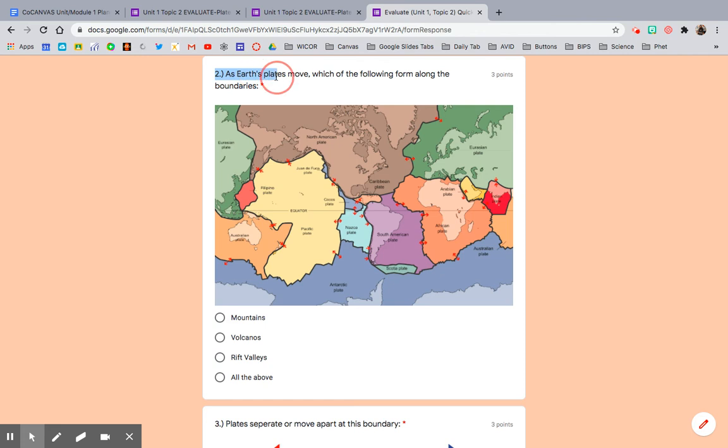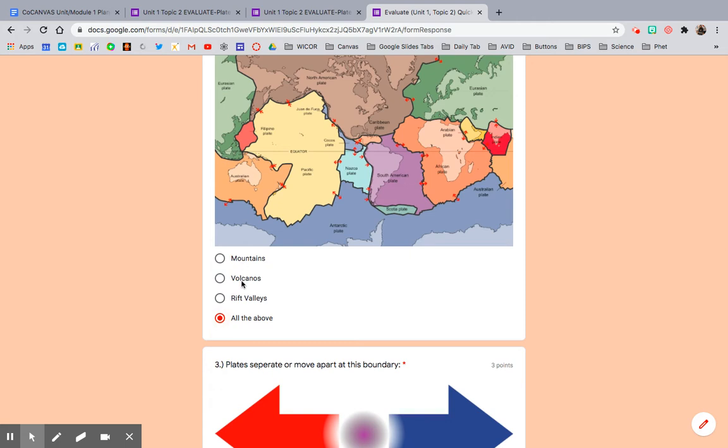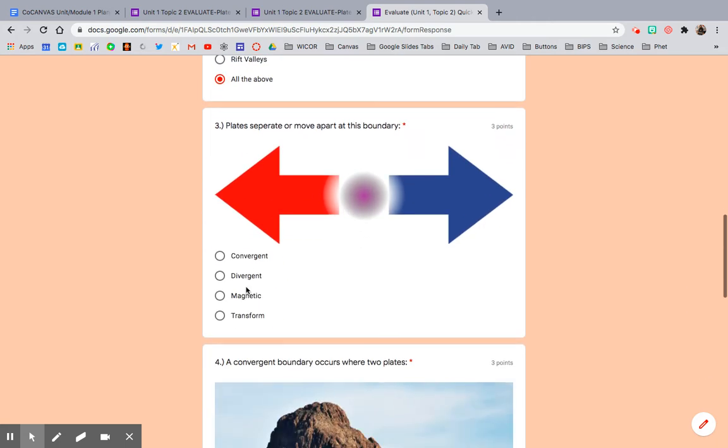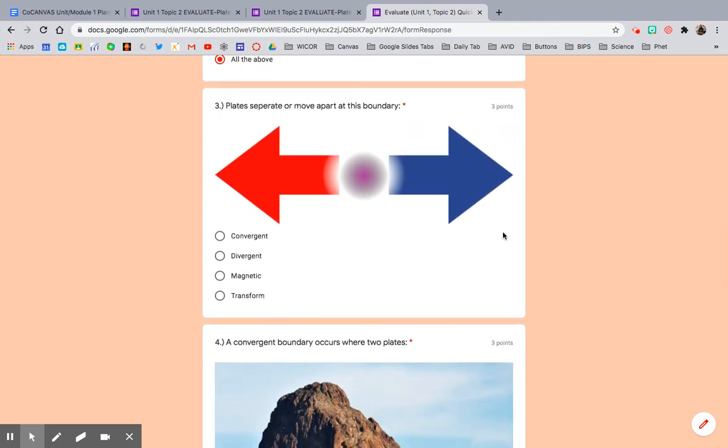Number 2, as Earth's plates move, which of the following form along the boundaries? So as Earth's plates move, what is forming along these boundaries? Are mountains forming? Are volcanoes forming? Are rift valleys forming, or are all of the above forming? So mountains and volcanoes and rift valleys. Remember, I'm just picking the last one.